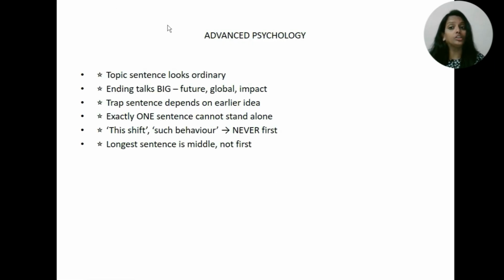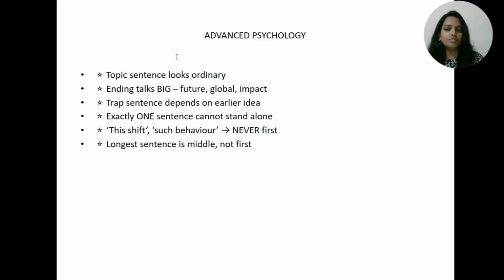So here we have the final answer. Option B is first, E is second, A is third, C is fourth, and D is fifth. Okay. Now let's see some of the advanced psychology for reorder paragraphs.